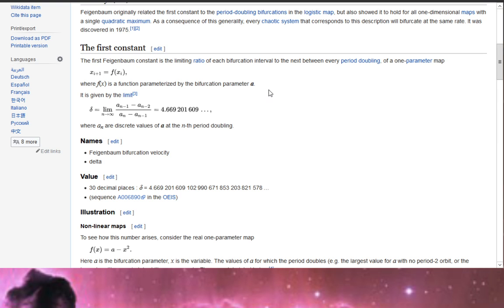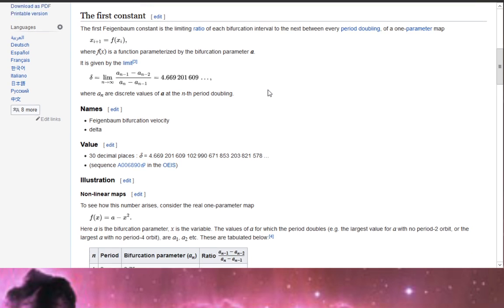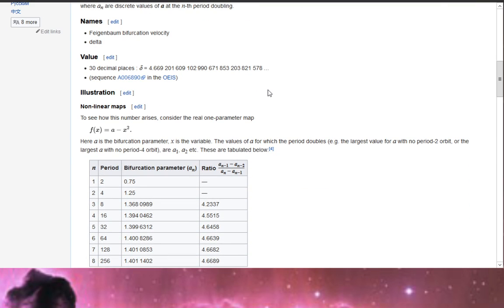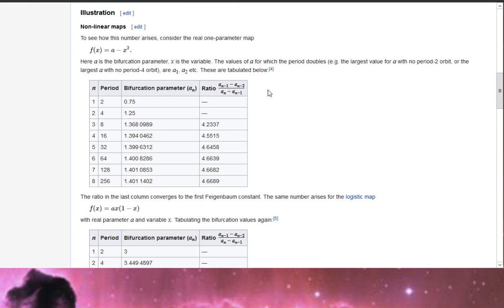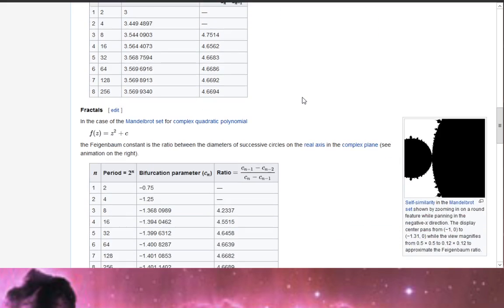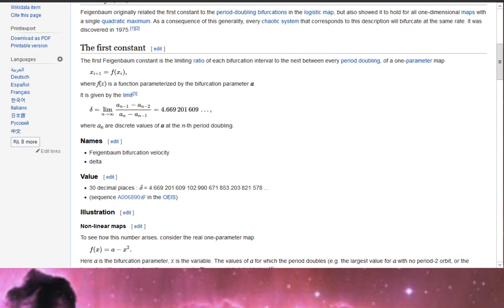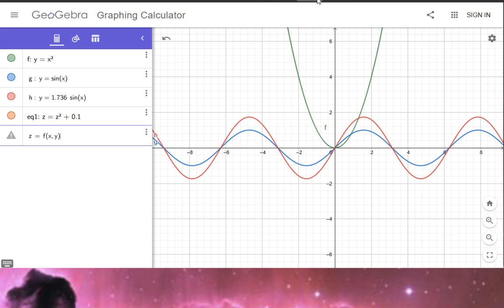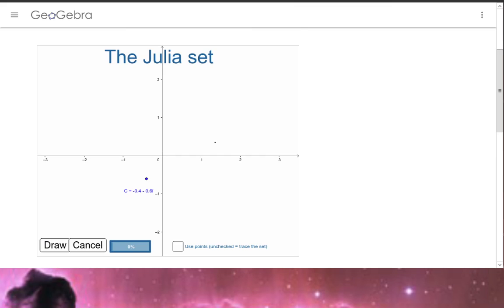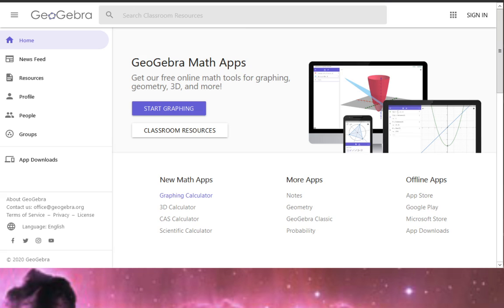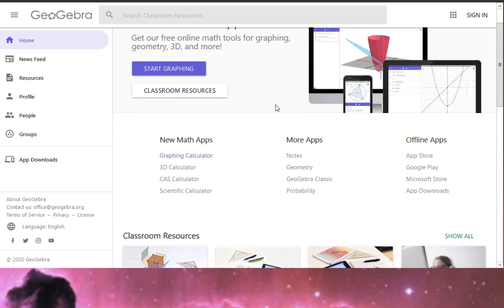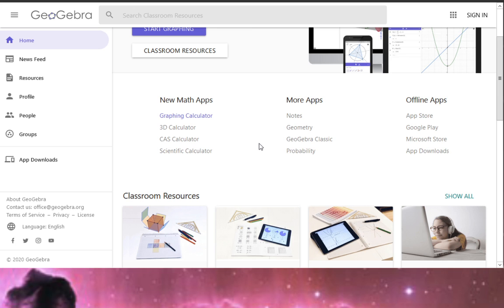Like, you have to program this stuff. I don't think GeoGebra can program. Shit. This is more complicated than I thought it was going to be. How did they do this? Scientific calculator.